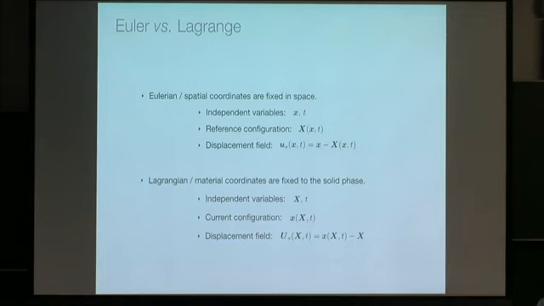And this means that your coordinate system is anchored to your solid. So as a result, your primary variables are actually the initial position of material points and time. And your current configuration is something that you need to know for every reference position. And the displacement field is defined in the same way, but now the current configuration is the one that's varying, and the reference configuration is just the fixed spatial coordinate.